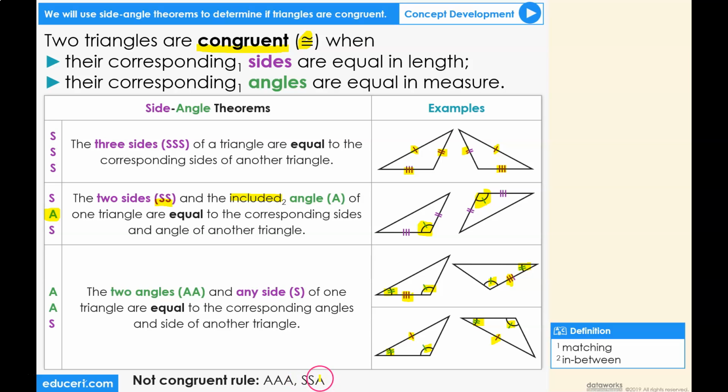And as mentioned before, SSA means that you have two sides and the angle not inside of the two sides, then this is also not a congruency rule. If you have two sides, we must have the angle inside, the included angle, for this theorem to tell us that the two triangles are congruent.